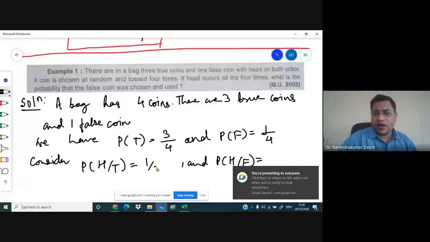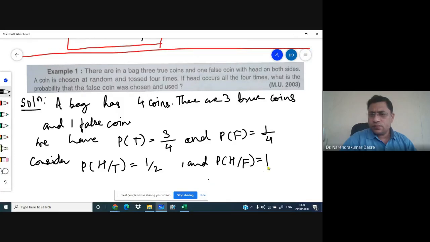So this is how we have to think, and we have to analyze the terms. When I use the fair coin or true coin, I'll get half, and when I use the false coin, I'll get 1. So in case of the true coin, I'll have the probability half. In case of the false coin, I'll have 1. So that's what we have.